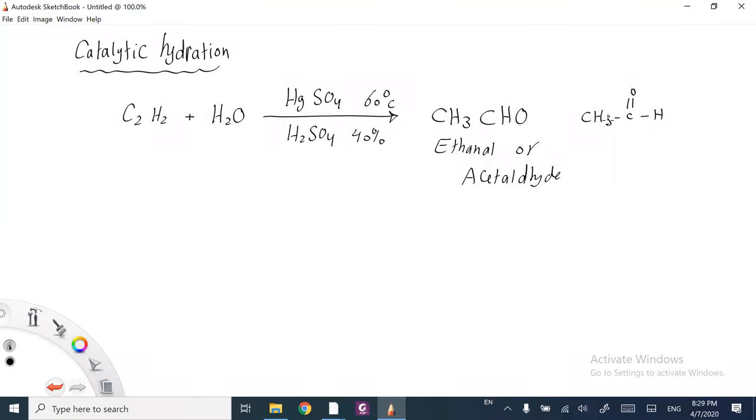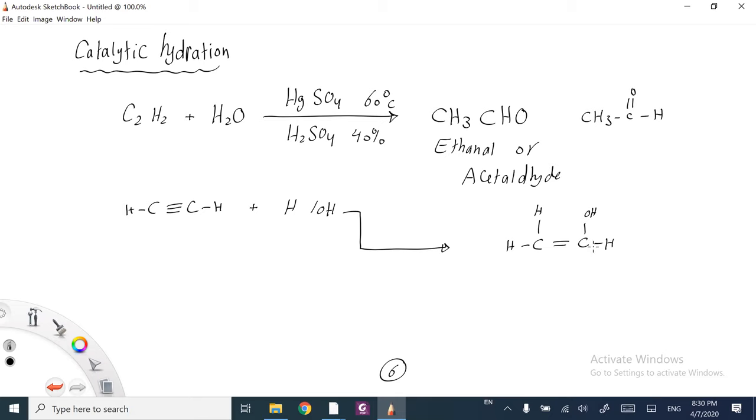The mechanism of this reaction, this is slide number 6: we have C triple bond C, H, H. When we add a water molecule, the water will be H and OH. What happens? The triple bond is broken. It will be C double bond C, H, H, and we find OH and H.